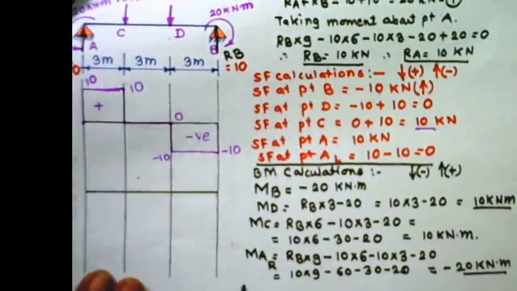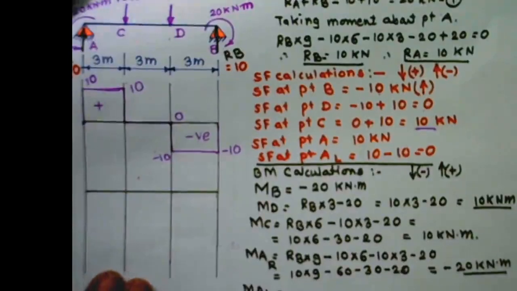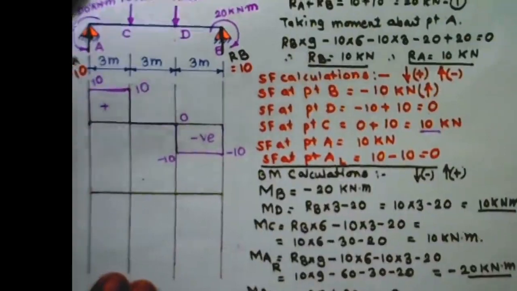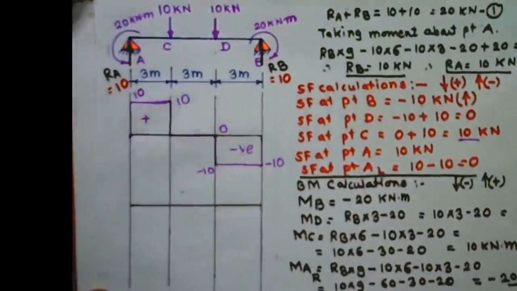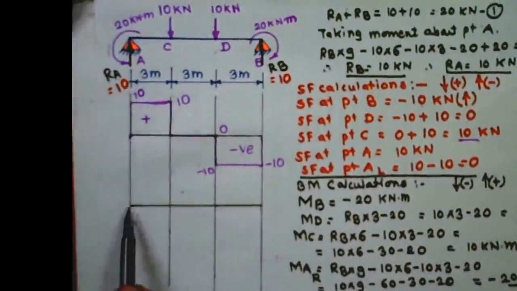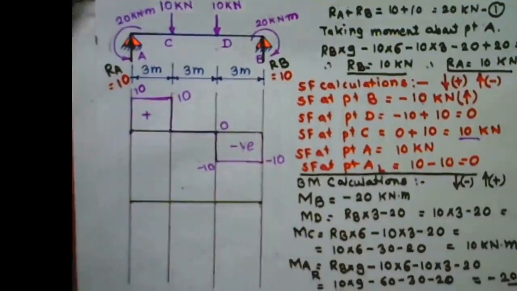Now we just have to calculate the moment at the left hand side also. On that side minus 20 is acting, and you may directly add plus 20, or you may do the calculations. You will get the moment at point A as 0. Okay, now come to drawing the bending moment diagram.